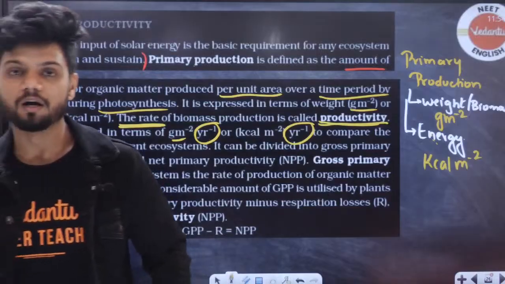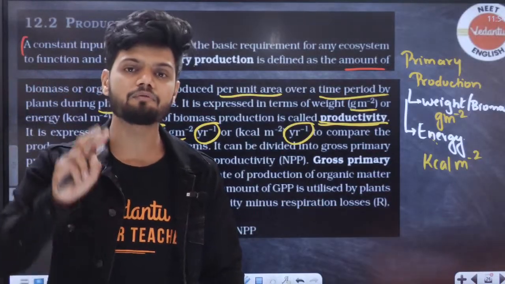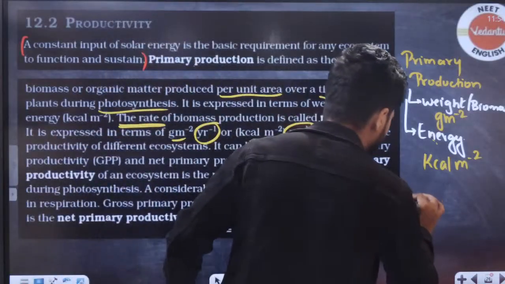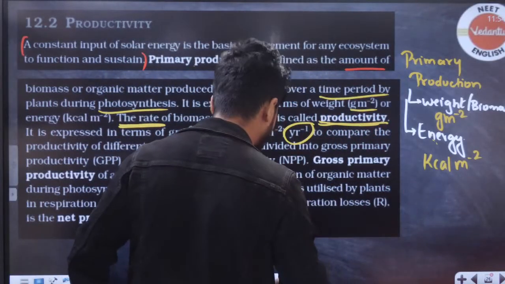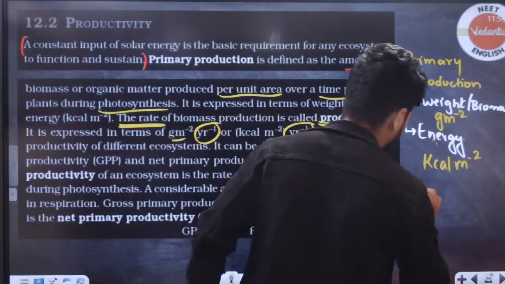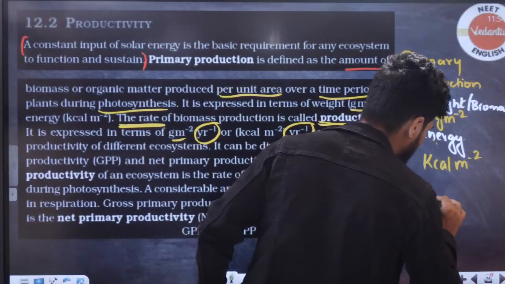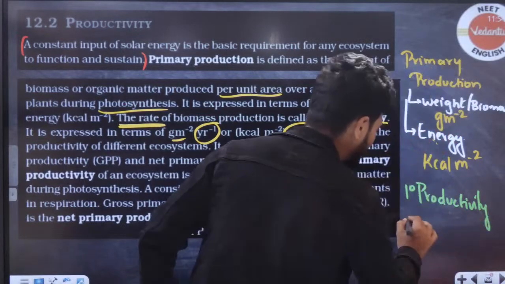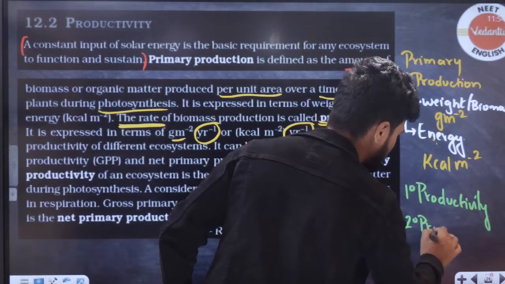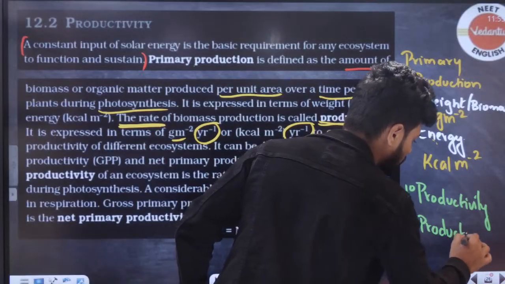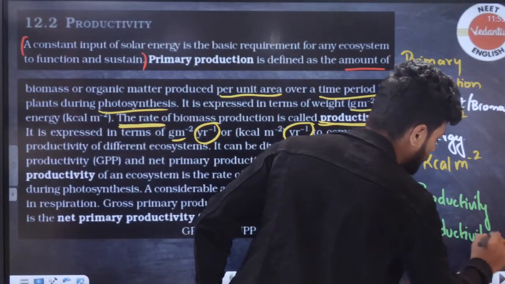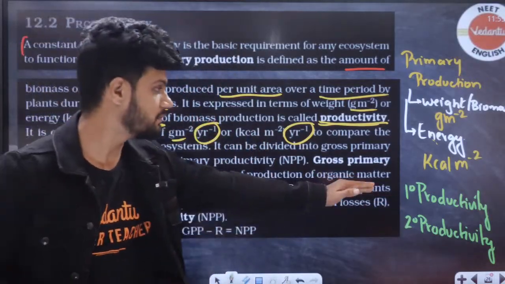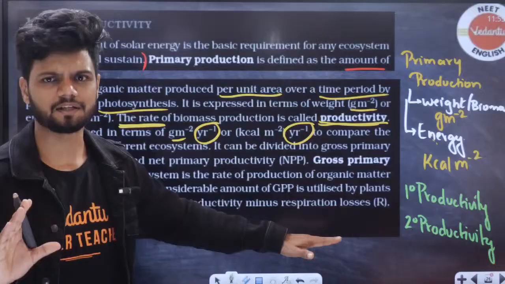And students, remember, productivity can be of two types. We have primary productivity and secondary productivity. Very important. You should understand the difference right now. There are two types of productivities: primary productivity and secondary productivity. Now, what is primary productivity and what is secondary productivity? Understand right now.